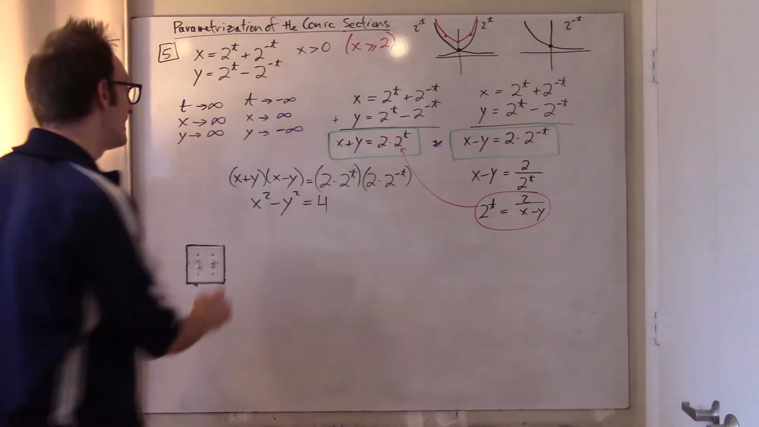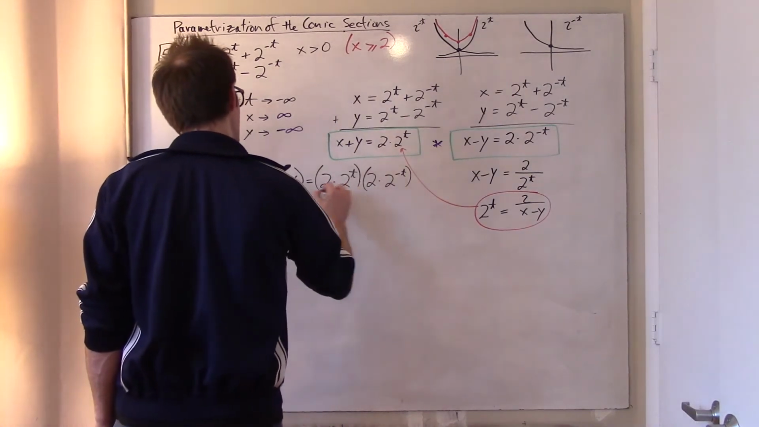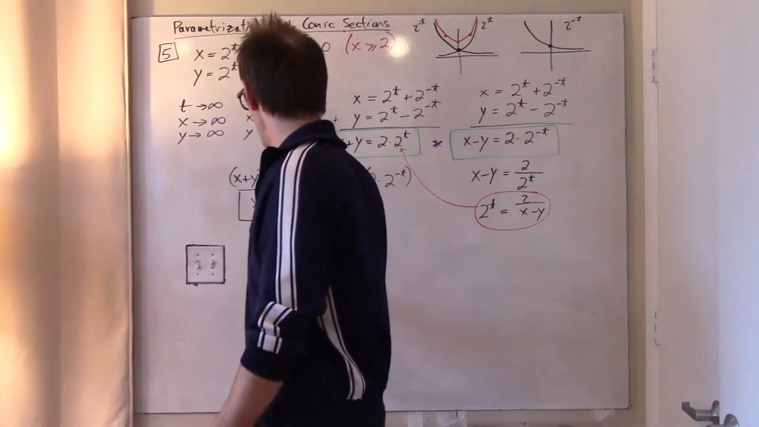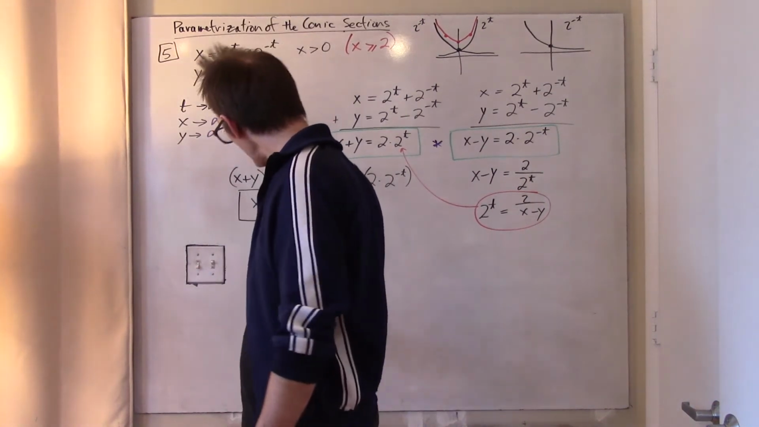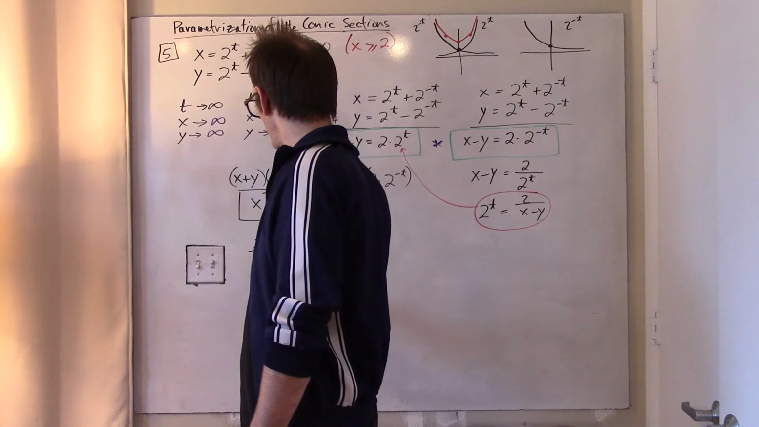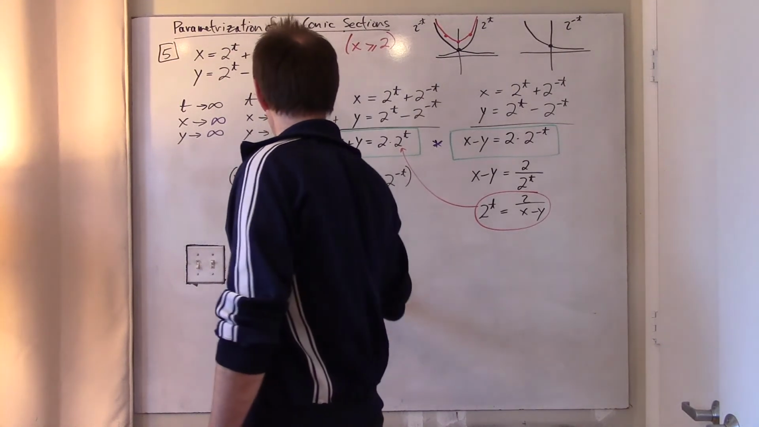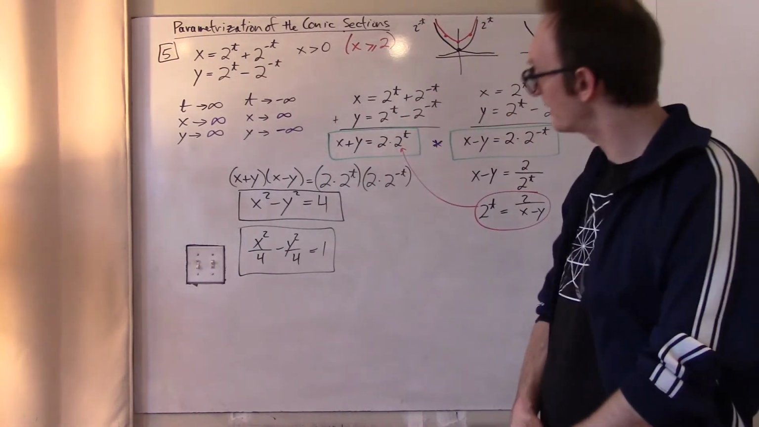Whoa. Therefore, it seems that this is actually just a hyperbola. And it really is just a hyperbola. If I want to put it in standard form, I should divide. So that's x squared over 4 minus y squared over 4 equals 1. I guess we like that formulation a little bit better.